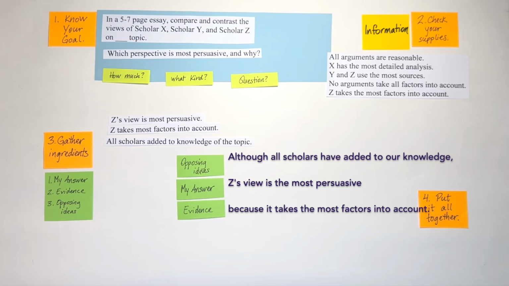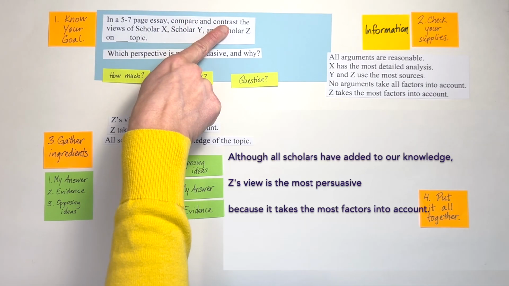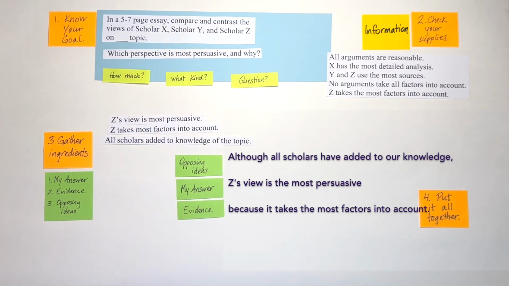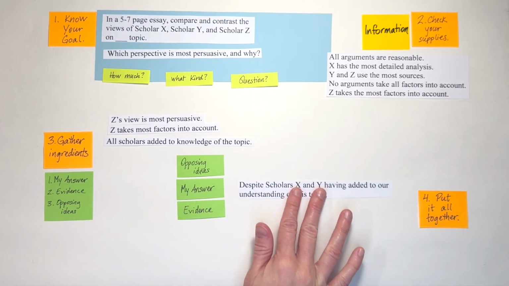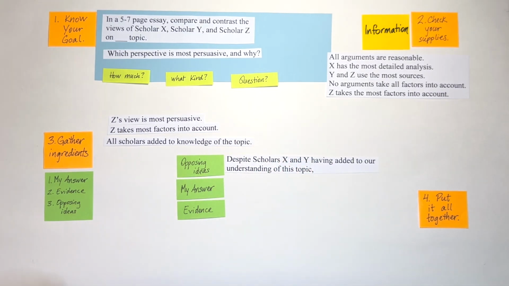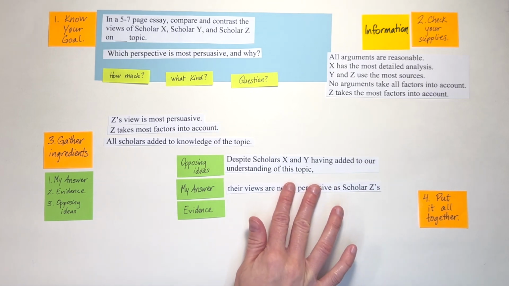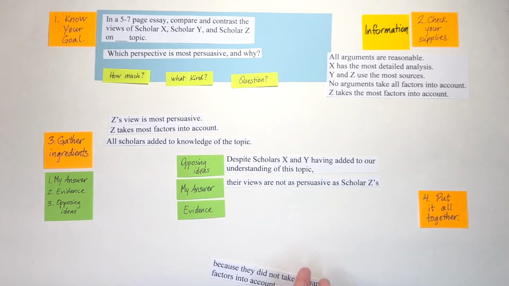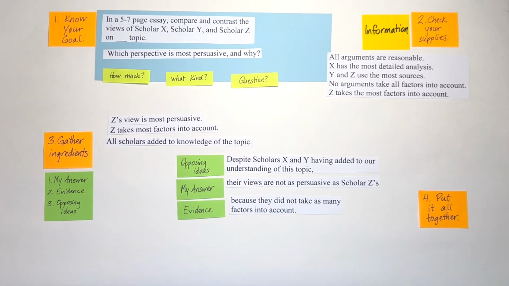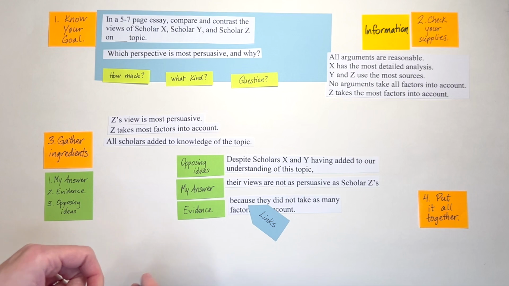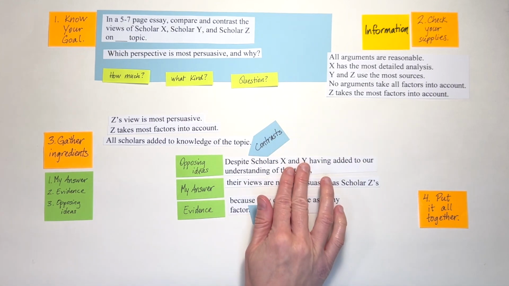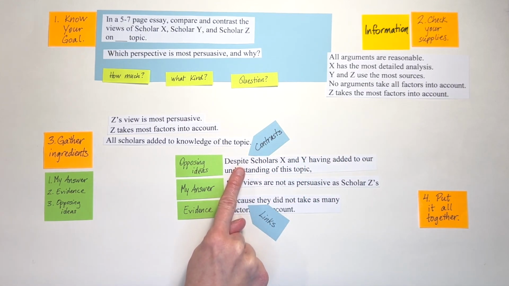That would work well, but because the assignment indicates we're supposed to do comparison and contrast, I'm going to change my wording a little bit to reflect more of a contrast. So I'm going to say, despite scholars X and Y having added to our understanding of this topic, their views are not as persuasive as scholar Z's because they did not take as many factors into account. First, I just want to point out that I am using the linking word because to make sure that I connect my evidence to my answer, and I'm using the word despite to show that the first part of the sentence contrasts with my answer.